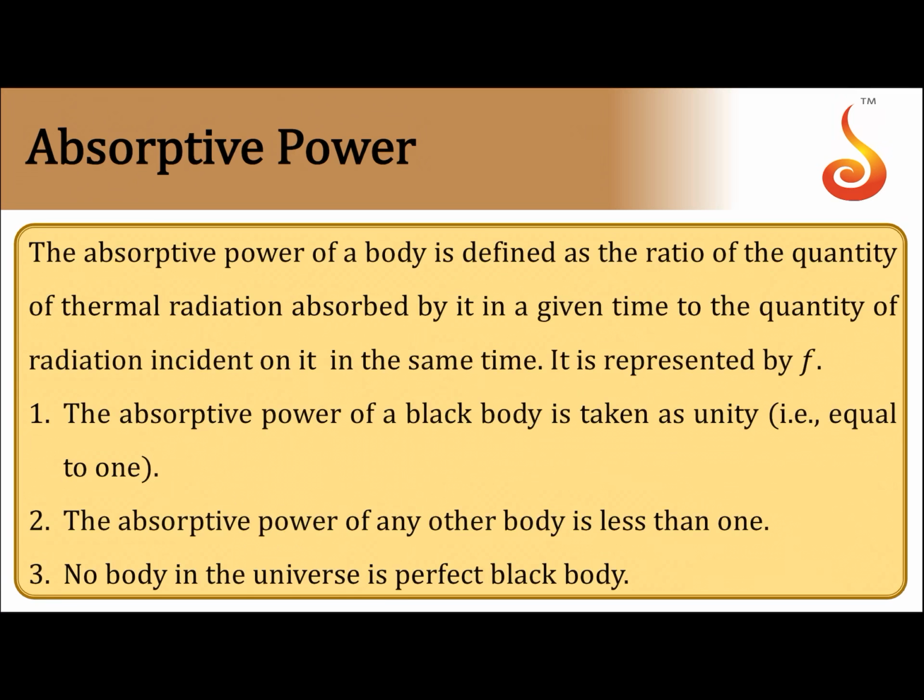Similarly, absorptive power. Absorptive power of a body is defined as the ratio of the quantity of thermal radiation absorbed by it in a given time to the quantity of radiation incident on it in the same time. It is generally denoted by A. The absorptive power of a black body is taken as unity, that is equal to 1. So absorptive power of any other substance is less than 1. If it is not a black body, it is less than 1. For a black body, it is highest, that is equal to 1.